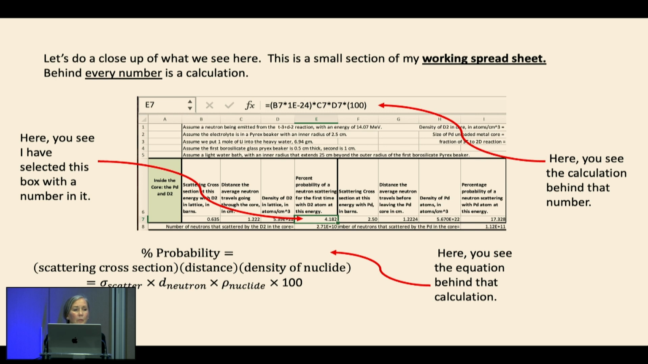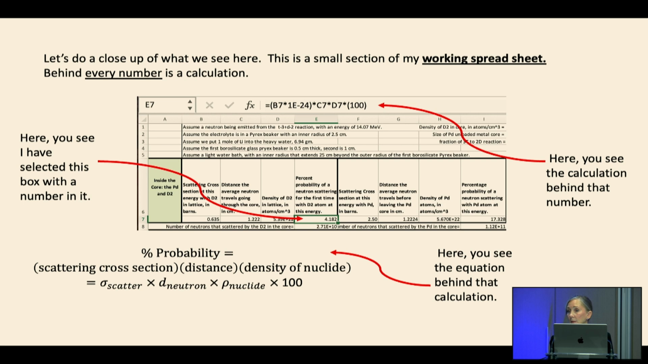Let's do a close-up of what we see here. This is just a small section of my working spreadsheet. It's not meant to be pretty. It's what I use to do these calculations. Now, behind every number is a calculation. Here, you see I have selected a box with a number in it, right here. Here, you can see the calculation behind that number. Here, you see the equation behind that calculation.